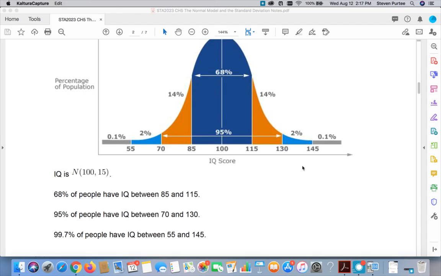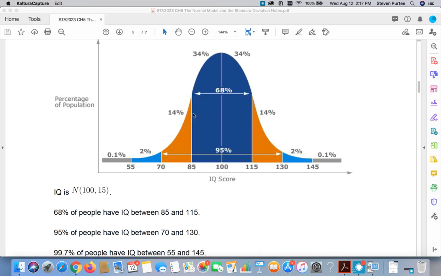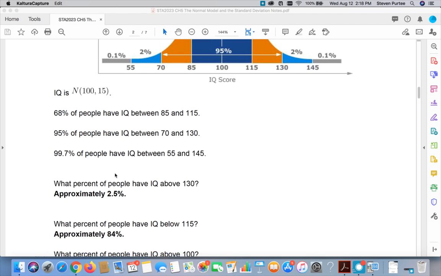Now we could break this down further if we wanted. For example, since we've got 68% of the entire population in this middle region right here, that leaves 32%, 100 minus 68, that we haven't accounted for. But this thing's symmetric. So all of this below has to be half of 32, which is 16, and all of this has to be 16. So 16% are above 115, 16% are below 85.